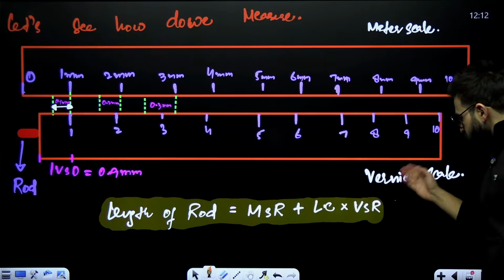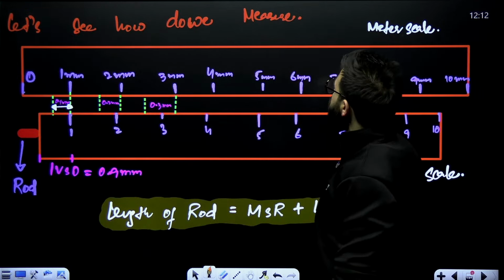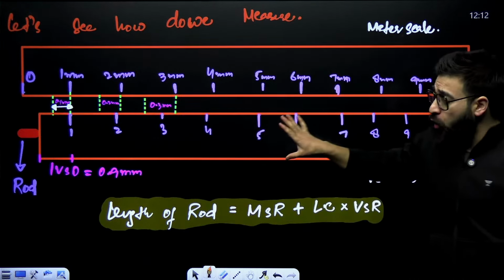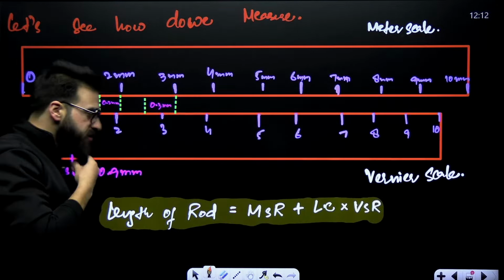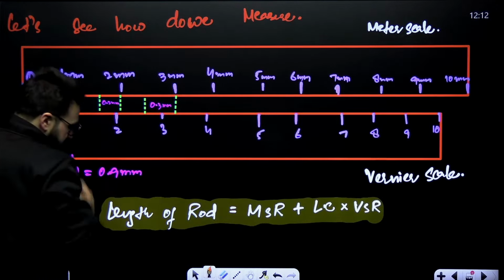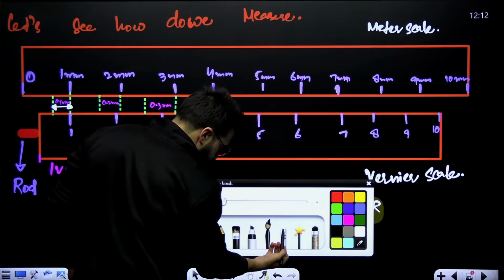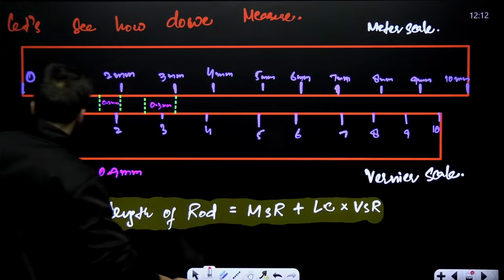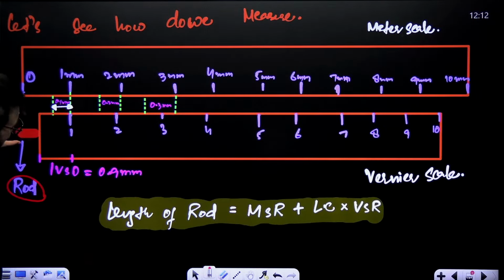See, how do we measure the length of the rod using this vernier caliper? See, guys, since this is slidable, let's suppose this is the rod which you want to measure. What you will do is that you will slide this vernier scale over here. You'll slide this vernier scale over here.